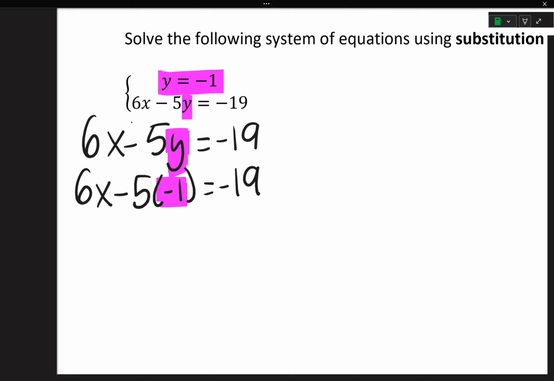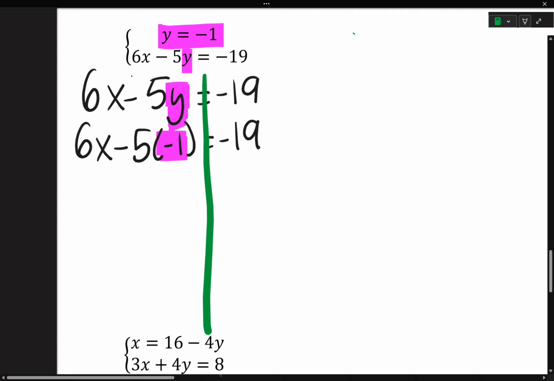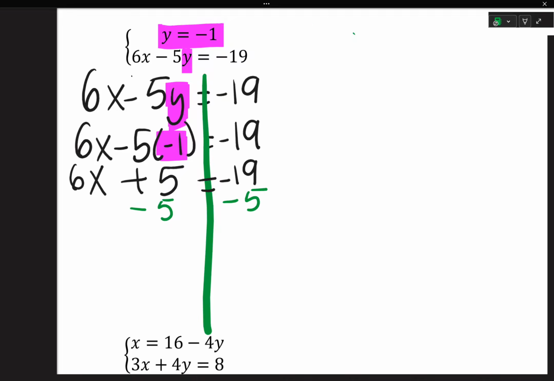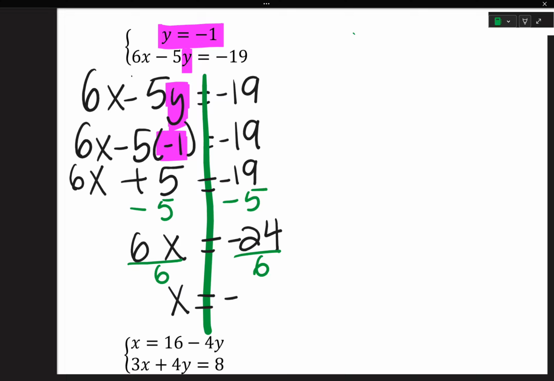And now we have a nice little two-step equation to solve. 6x stays. Negative 5 times negative 1 is positive 5. And it still equals negative 19. Next, let's subtract 5 from both sides. So now we have that 6x equals negative 24. And then divide both sides by 6 to get that x equals, not negative 8, negative 4. Fantastic. So we've got x.